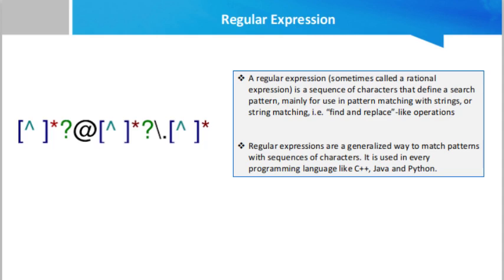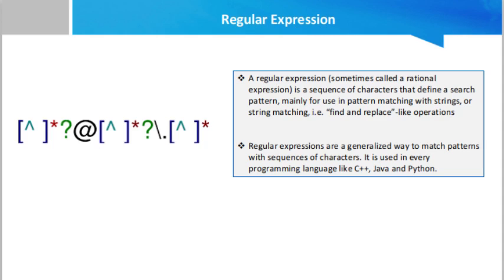Friend, a regular expression, sometimes called a rational expression as well, is basically a sequence of characters that define a search pattern, mainly for use in pattern matching with strings or string matching, that is find and replace like operations as well. Regular expressions are a generalized way to match patterns with sequences of characters. It is used in every programming language like C++, Java, Python, Perl, etc.